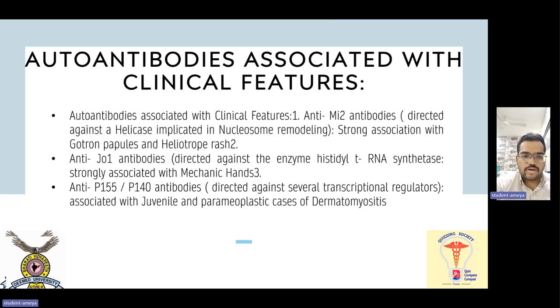Okay, so what are the autoantibodies? Now, the autoantibodies are associated with clinical features. Anti-Mi2 antibody, which is directed against a helicase implicated in nucleosome remodeling, has a strong association with Gottron papules and heliotrope rash. Anti-Jo1 antibodies, directed against the enzyme histidyl tRNA synthetase, are strongly associated with mechanic's hands. And anti-p155 or p140 antibodies, which are directed against several transcriptional regulators, are associated with juvenile and paraneoplastic cases of dermatomyositis.